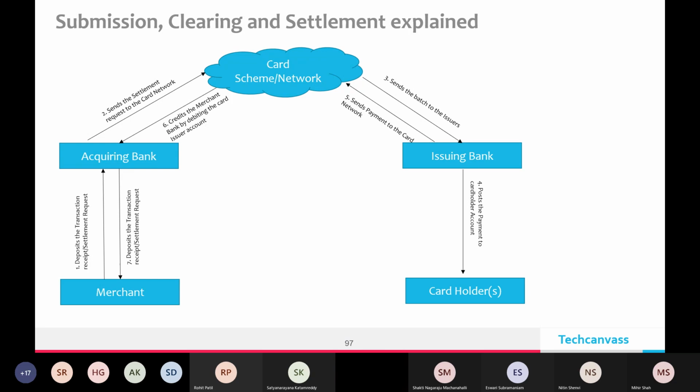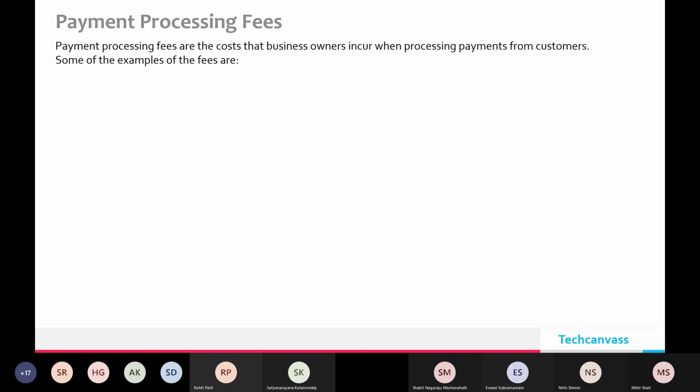Okay, so this is what we have covered: submission, clearing, and settlement. And then the important item for any financial institution, the payment processing fees. There are different charges that are collected in the entire payment process.